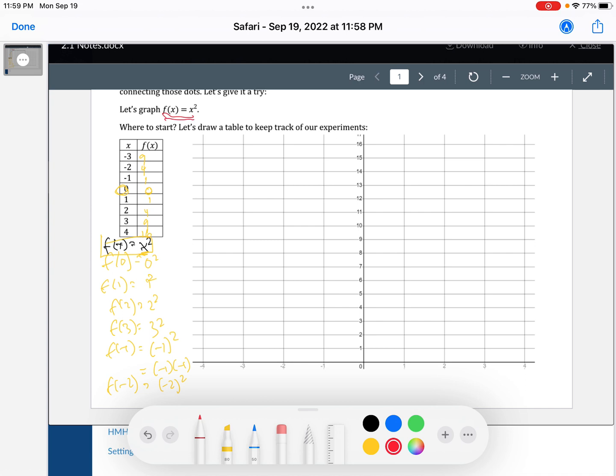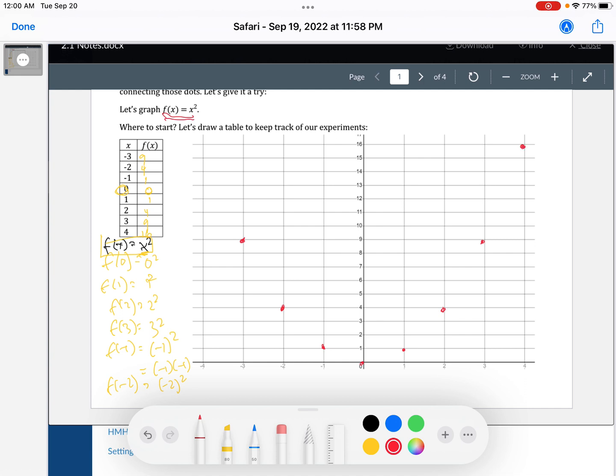So -3, comma 9, -2, comma 4, -1, comma 1, 0, 0. We've got 1, 1, we've got 2, 4, we've got 3, 9, and we have 4, 16.